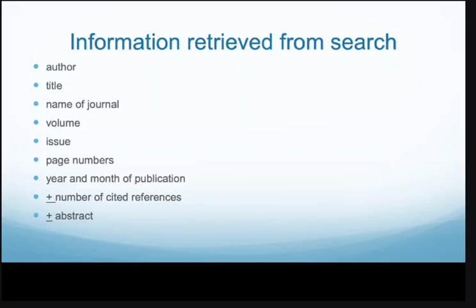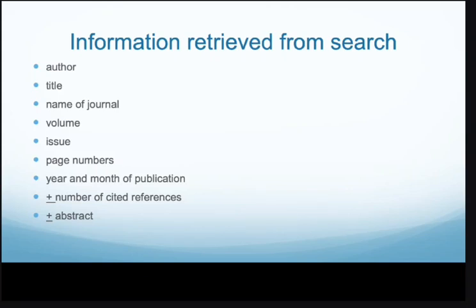When you perform a search, you're going to find multiple things from the journal article. You will see the name of the author, the title of the article, the name of the journal, the volume, the issue, and the page numbers. And those are all really important to report and to make sure that you include in your citation, because if someone wants to go back later and look at the article, they need to be able to find it.